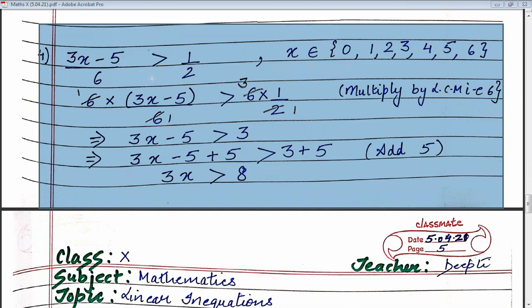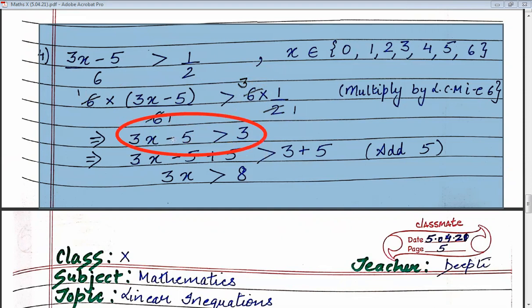Now, children, we have a fraction here. So first of all, let's get rid of this 6. In the first step, we are going to multiply both the sides by a positive number, that is 6. When you multiply both the sides by 6, your inequality remains the same. So now please cancel it out. 6 will be cancelled with 6, and you can cancel on the right hand side, that is 2 3s are 6. Now after cancellation, your answer is 3x minus 5 greater than 3.